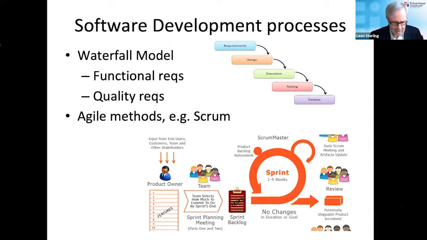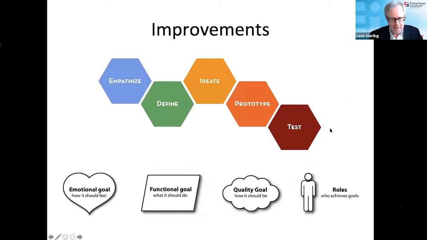So if I move on to my next slide, what we've done, the whole process, software development has learnt from various other activities. This first half of the diagram, these 5 hexagons, are the stages of design thinking. And so some of them are similar. You build a prototype and you test it. Ideate is kind of like a design. Define is kind of like doing requirements, though it's kind of slightly more abstract.